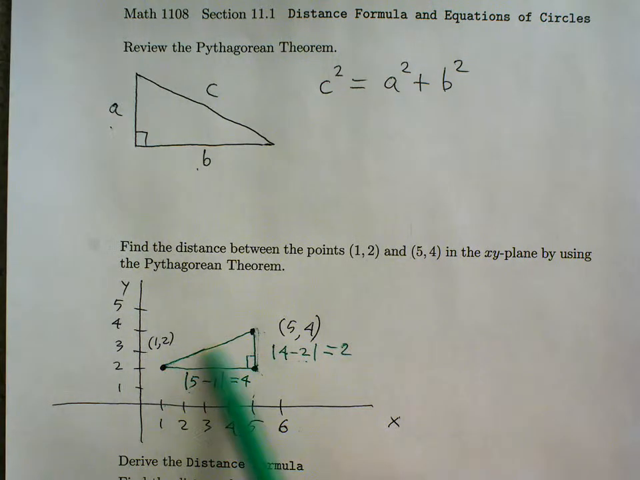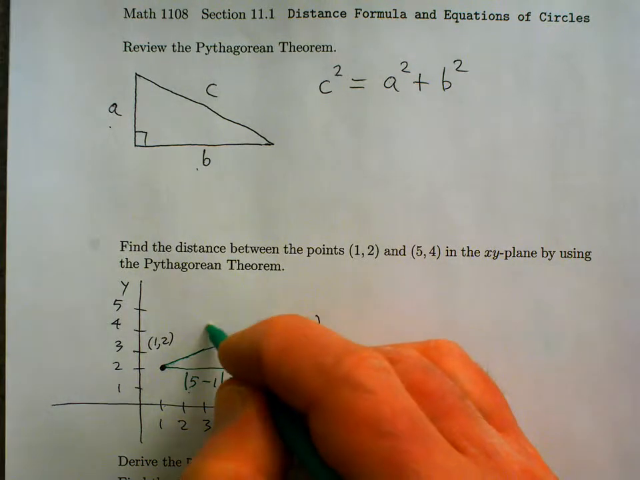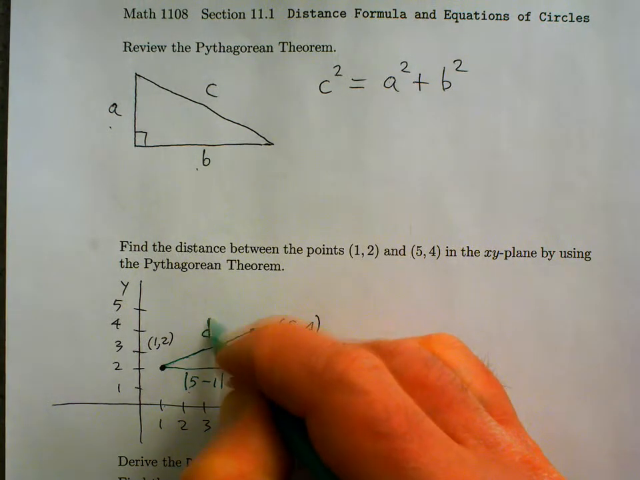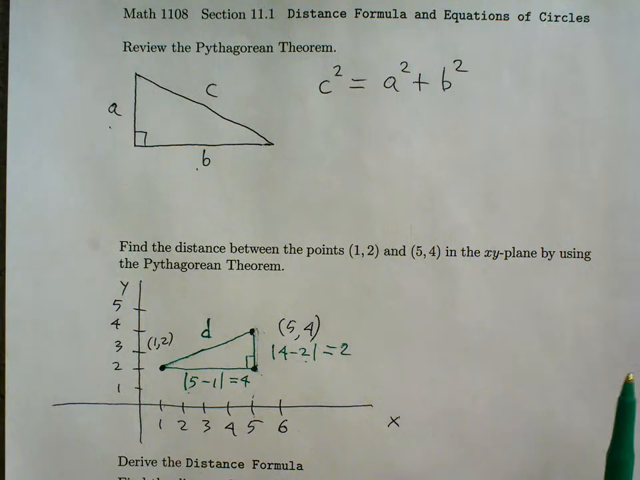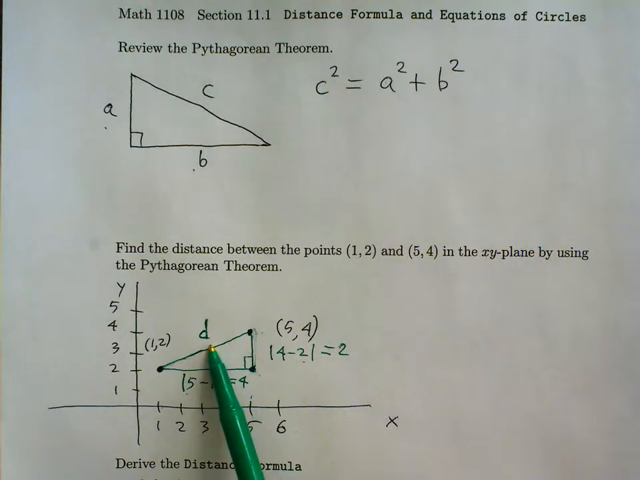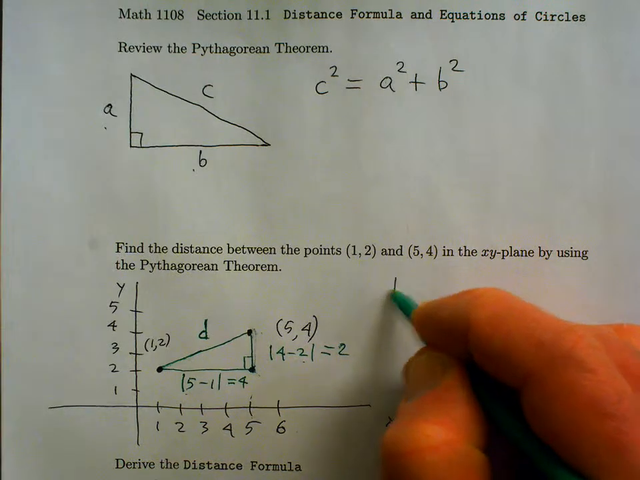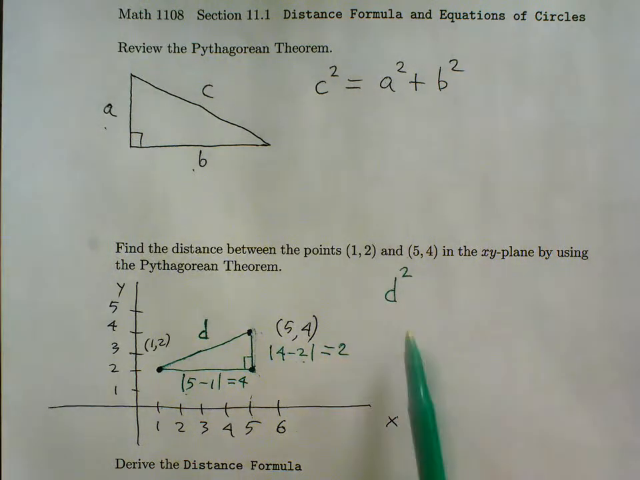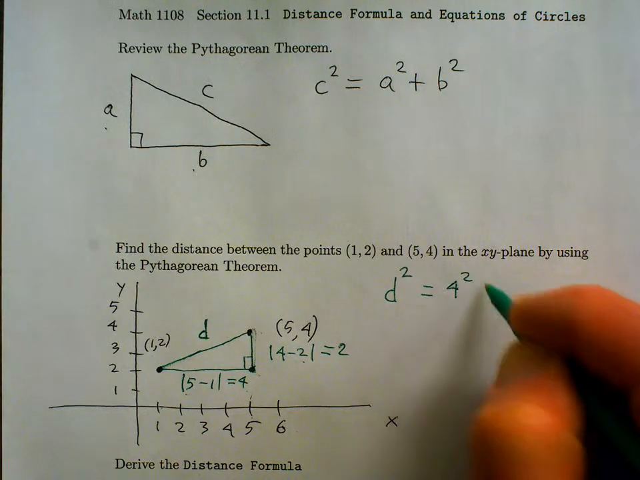The length of the hypotenuse is the distance between the 2 points. So I'll label the hypotenuse d to represent the distance between the points 1, 2, and 5, 4. And then we just apply the Pythagorean theorem to that right triangle. We square the length of the hypotenuse, so we're squaring the distance d, and then that's equal to 4 squared plus 2 squared.